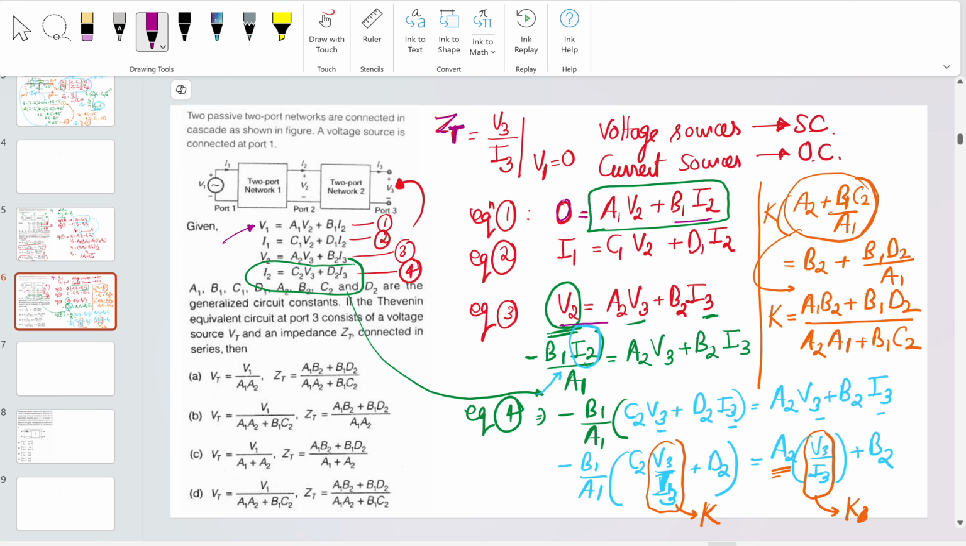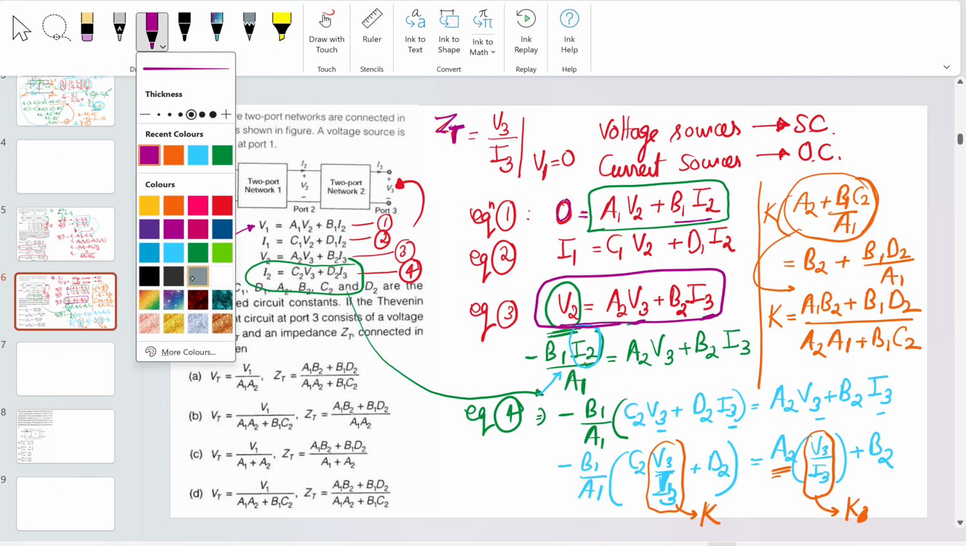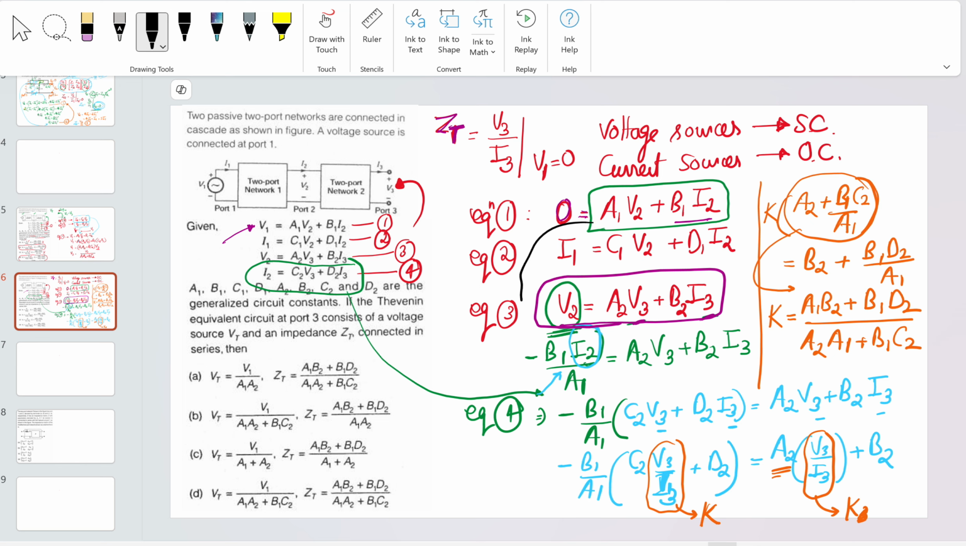We also saw equation number 3, which is already in terms of V3 and I3. We wanted to put the values in terms of V3 and I3. So from equation 1, in the place of V2, it becomes minus B1 I2 by A1. This value we have kept here at the value of V3, so it becomes A2 V3 plus B2 I3.